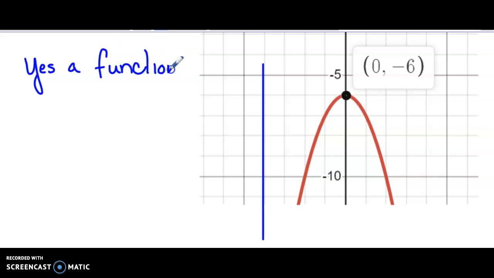If you're given ordered pairs, remember your x values can never repeat. If your x values repeat, then it's not a function.